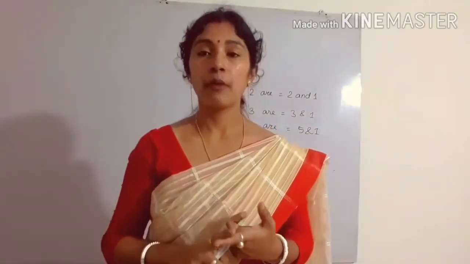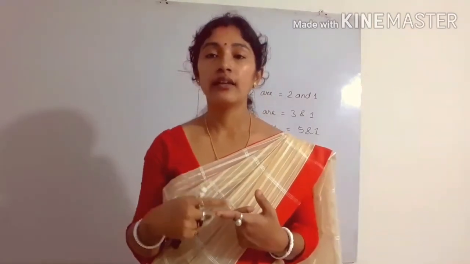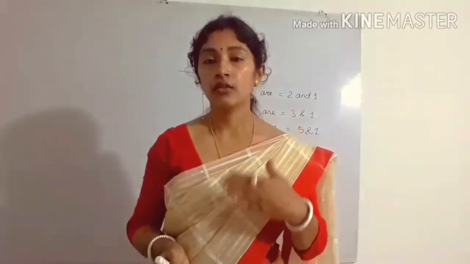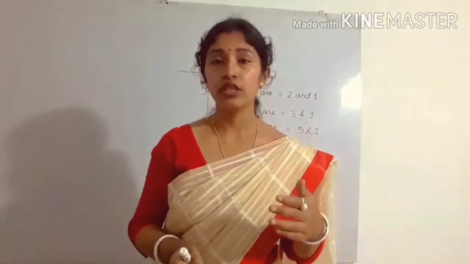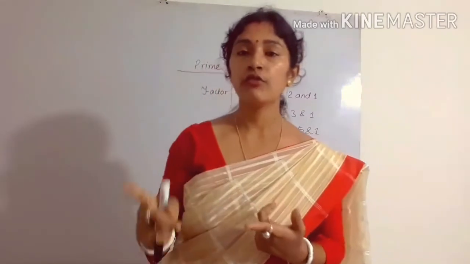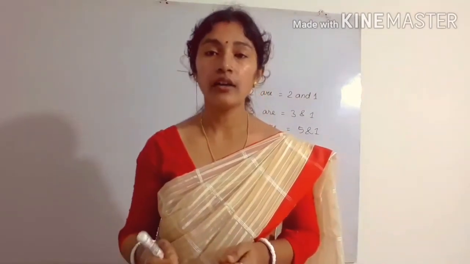Okay, so an example of co-prime numbers is, suppose, 3 and 10. You can find the factors of 3: 3 and 1. And what are the factors of 10? 2, 5, 10 and 1. So what is the common thing between the factors of 3 and the factors of 10? Only 1 is common. That means the factor 1 is common for 3 and also for 10. That means we can say 3 and 10 are co-prime numbers.